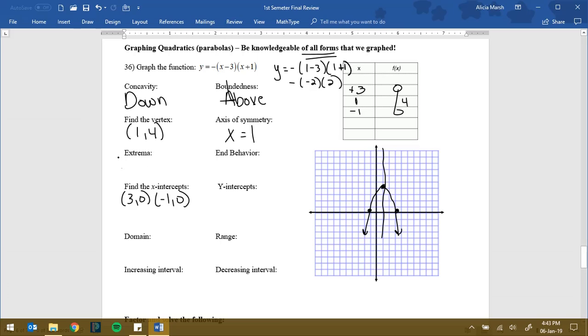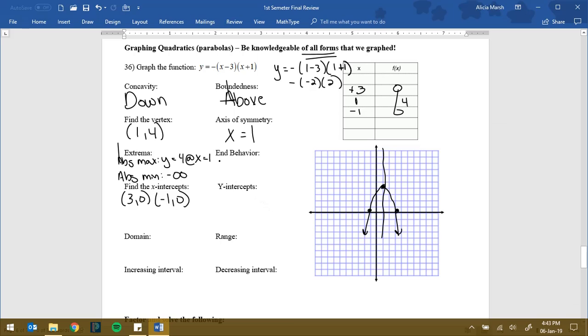Got two things of extrema. We're going to worry about the absolute max, which is located at the high point. So y equals 4 at x equals 1. And then also the absolute minimum is negative infinity. Local max would be the same as the absolute max. And then there is no local minimum.